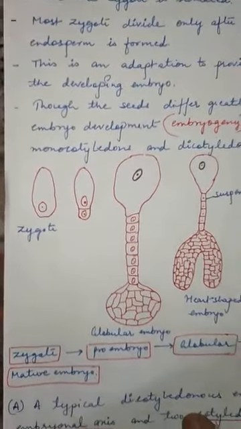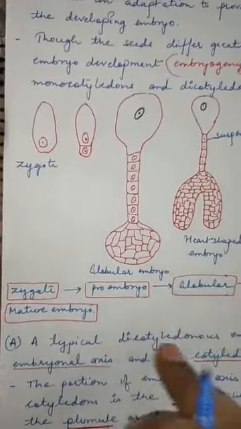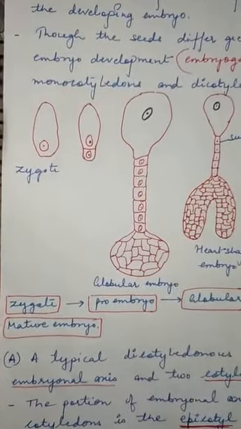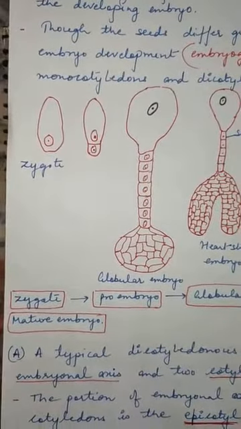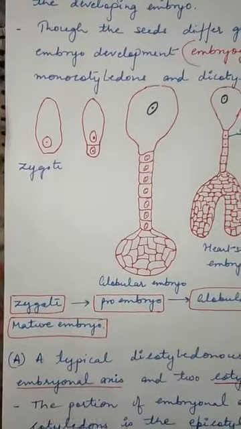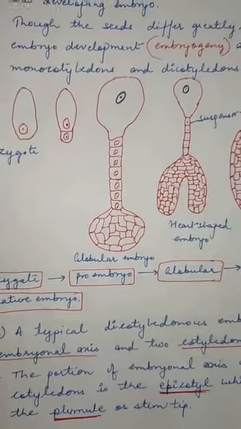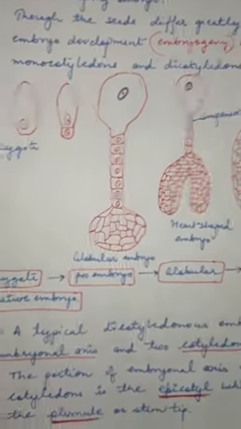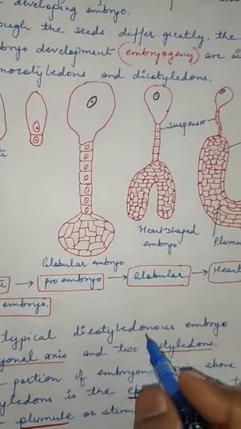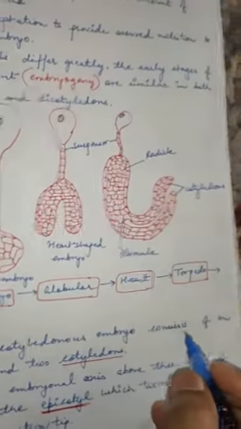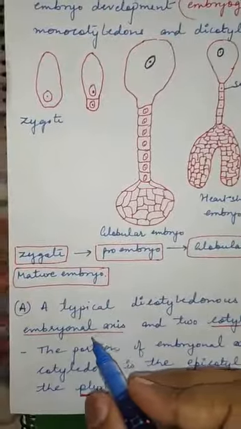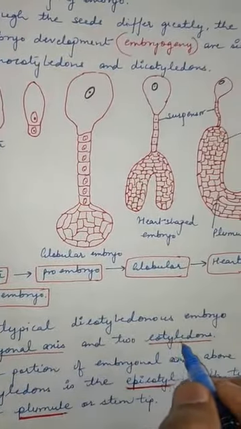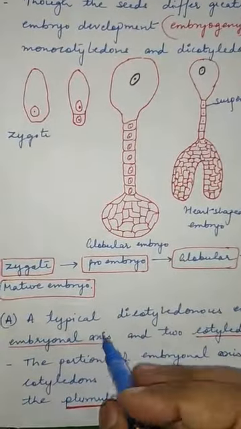Clear? The next part we are going to discuss is the dicotyledons. A typical dicotyledonous embryo consists of an embryonal axis and two cotyledons. So here you will see a table.